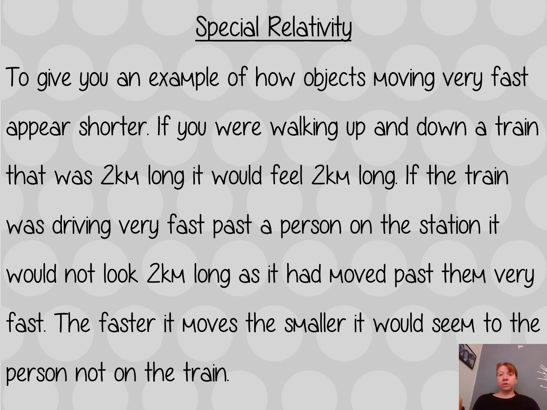So an example of this is if you're walking up and down a train and it's 2 kilometers long, the train feels 2 kilometers long when you walk up and down it. You're inside the train, you walk up and down, it feels 2 kilometers long. But if the train shoots past somebody standing in the station, they wouldn't feel like the train was 2 kilometers long. It would feel much shorter because it's going so fast. Again, it depends on where you are and who is doing the measuring.